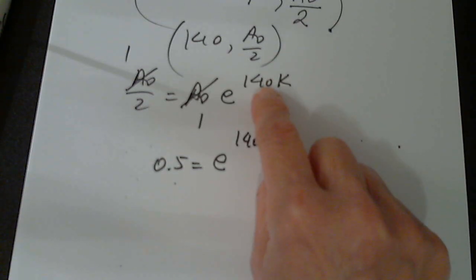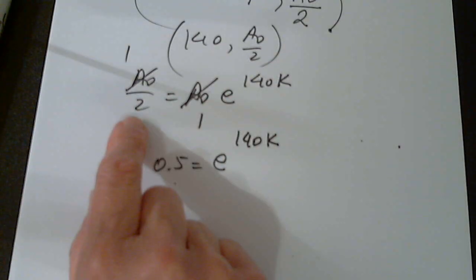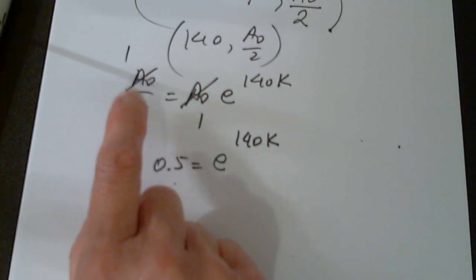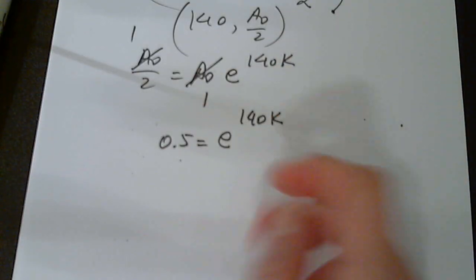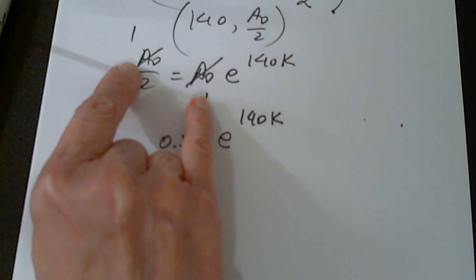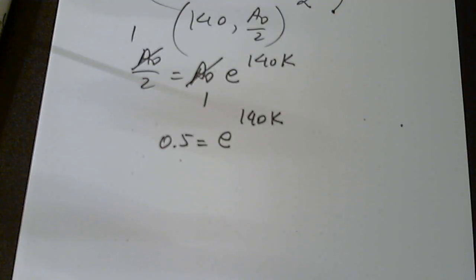When t is 140, the current amount is A0 over 2. I changed 1 over 2 into 0.5. I copied e to 140k because nobody cares about the original amount. It's not even important. How do I solve this equation?